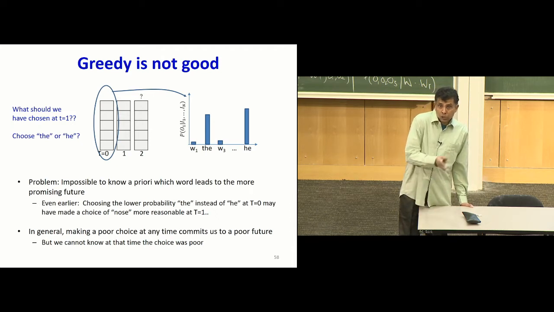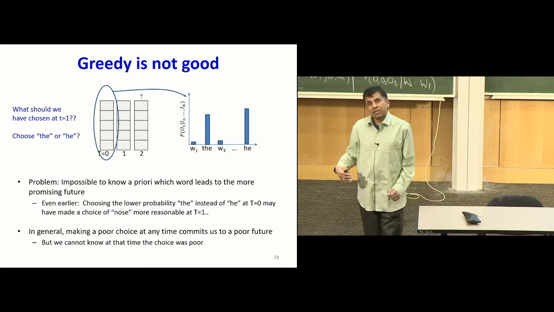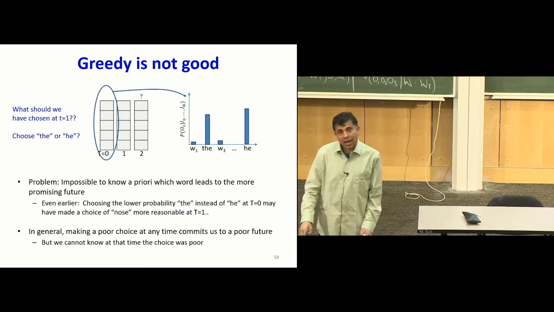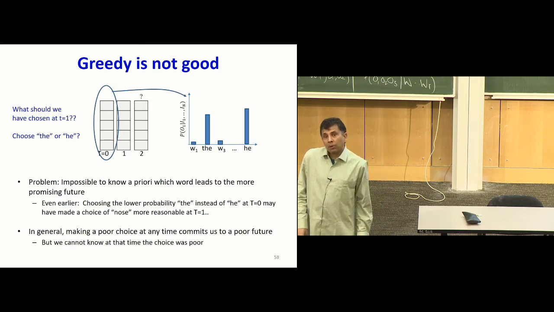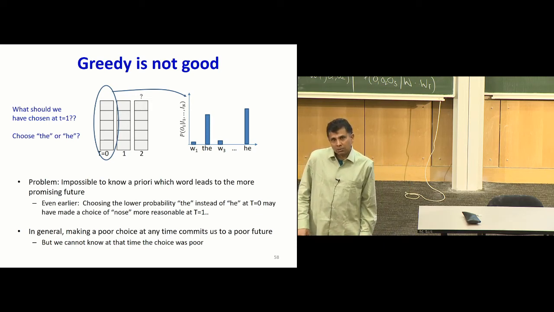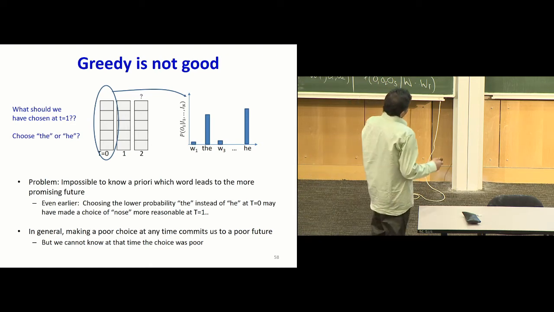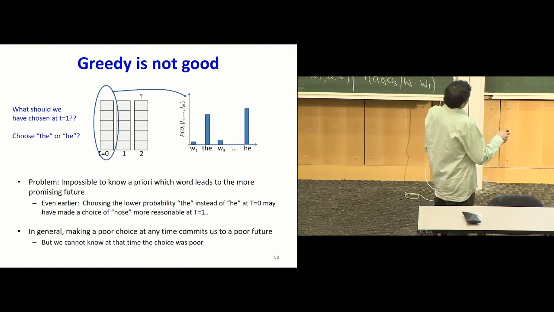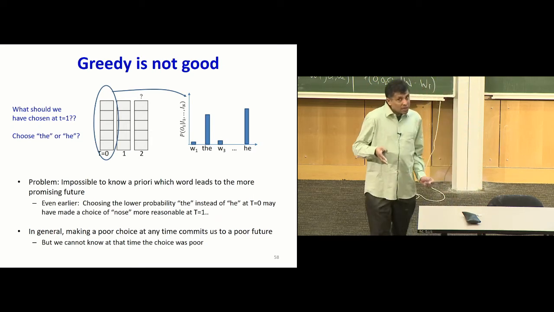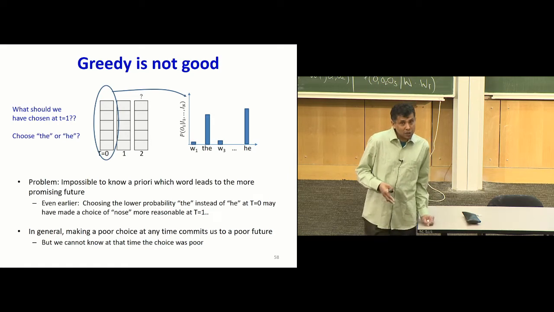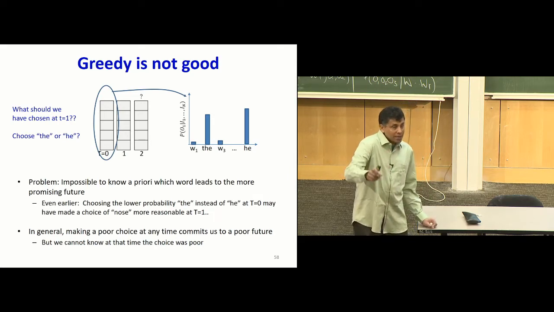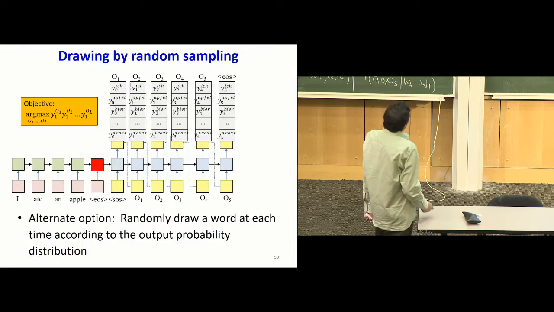So having chosen a different word in the first time instant could influence the probabilities that turn up at the third time instant and affect the probability of the overall sequence that is chosen. So the point here being that making a poor choice at any time commits us to a poor future, but we can't know at the current time that we've made a bad choice. The influence may be way down in time. So how do we deal with this?